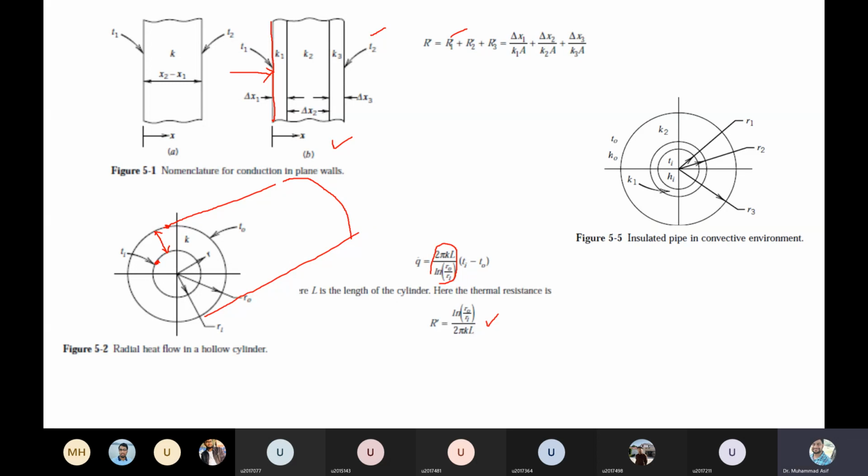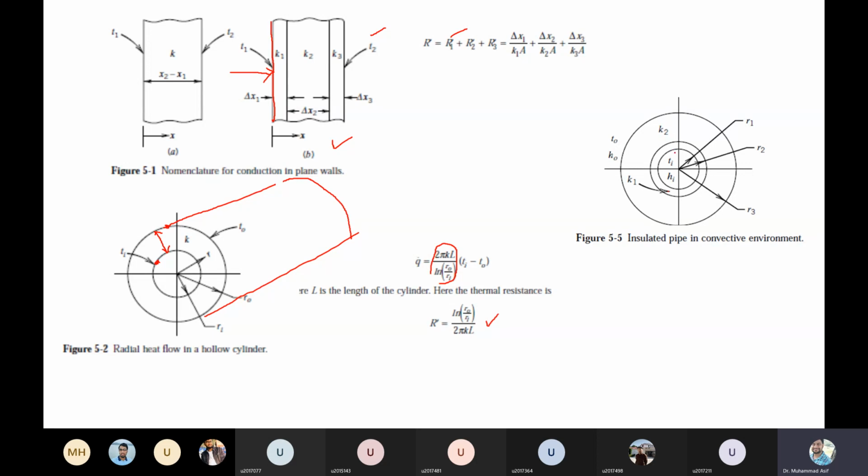Right. Similarly, a pipe can have multiple layers. As you can see, this is the pipe, but the pipe is surrounded with a certain insulation. This is an insulated pipe. So now it has two thermal conductivities. One is the thermal conductivity of the pipe, and another is the thermal conductivity of the insulating material.